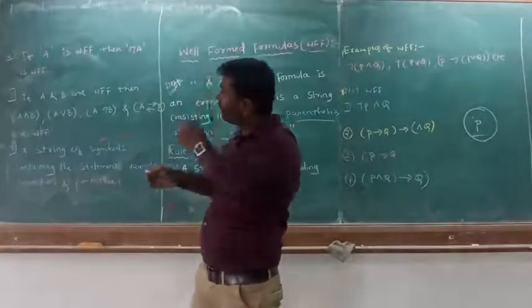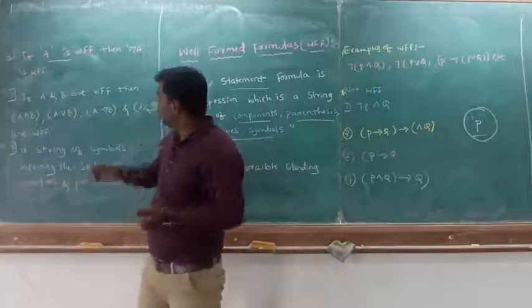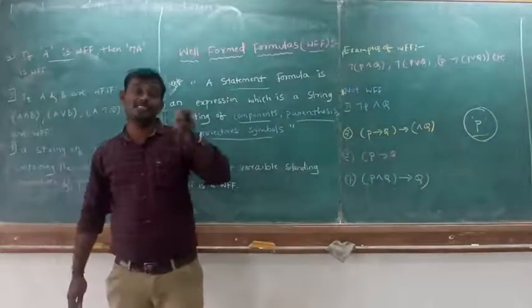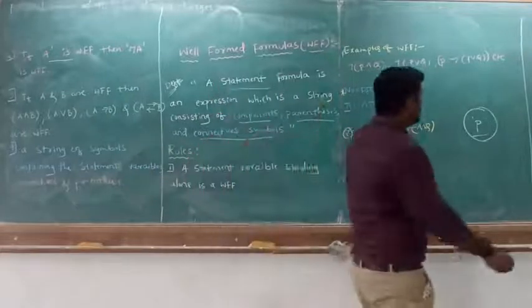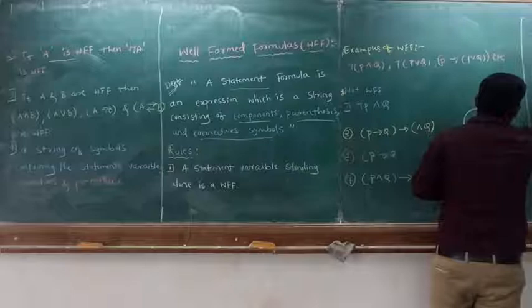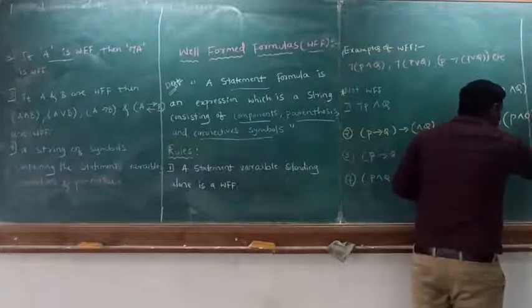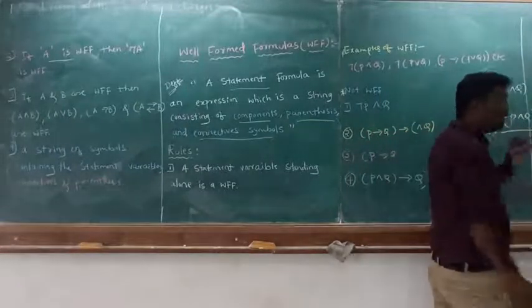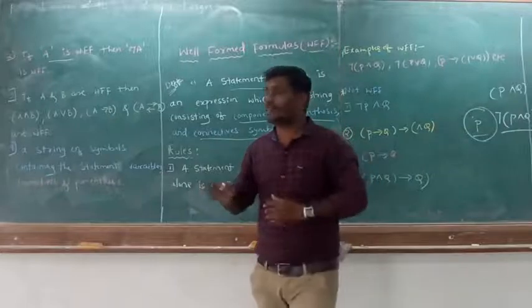The second rule states that if A is a well-formed formula, where A is a primary statement variable, then the negation of A is a well-formed formula. If any statement formula is a well-formed formula, then its negation is also a well-formed formula. Suppose P conjunction Q is a well-formed formula, then its negation, the negation of P conjunction Q, is also a well-formed formula. That is what the second rule states.